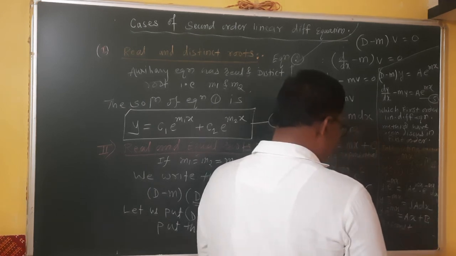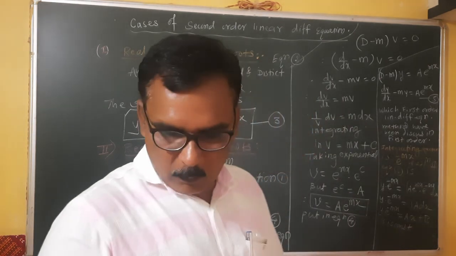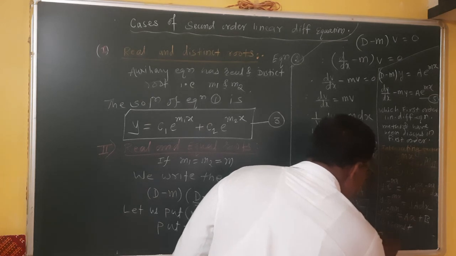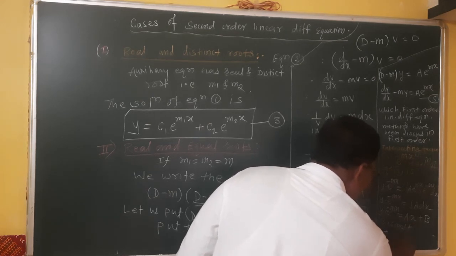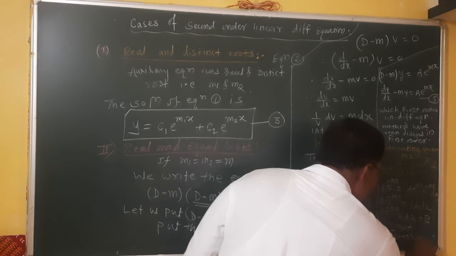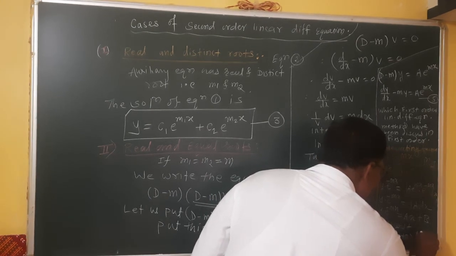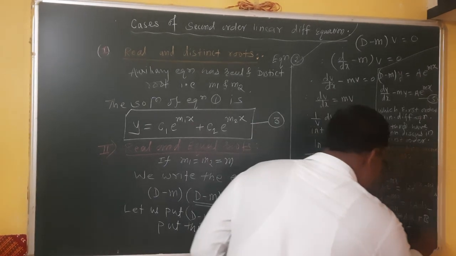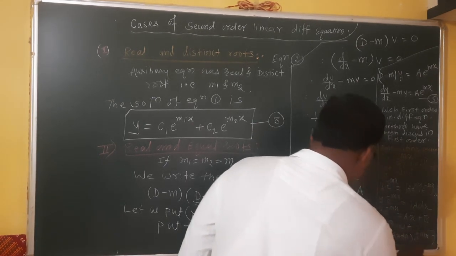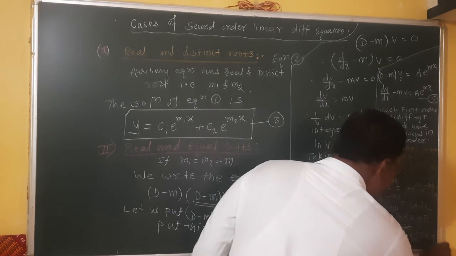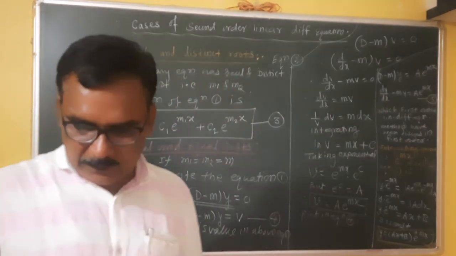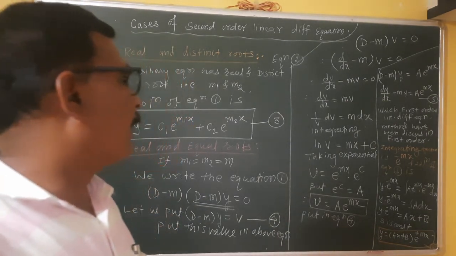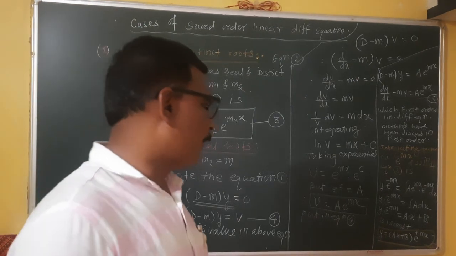And finally we have to write that the equation is y is equal to (ax plus b) into e raised to mx, and this is the equation we have to consider, that is the solution, equation number 6. Y is equal to (ax plus b) into e raised to mx. This is equation number 6.